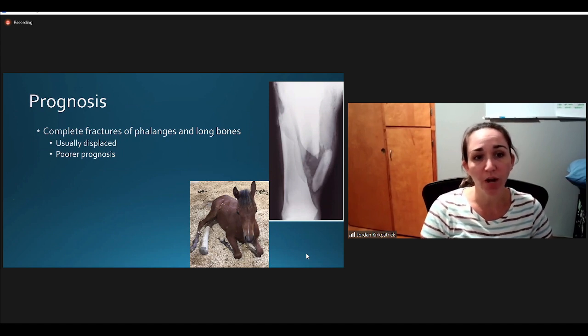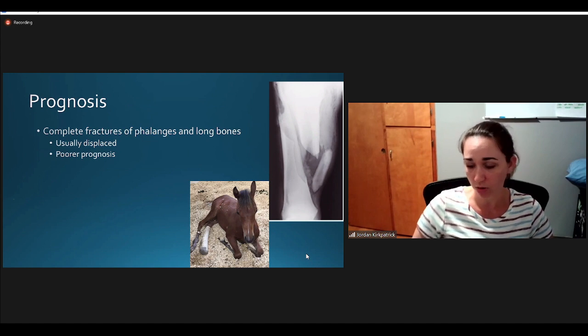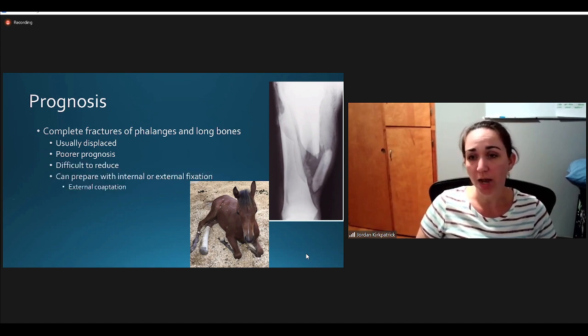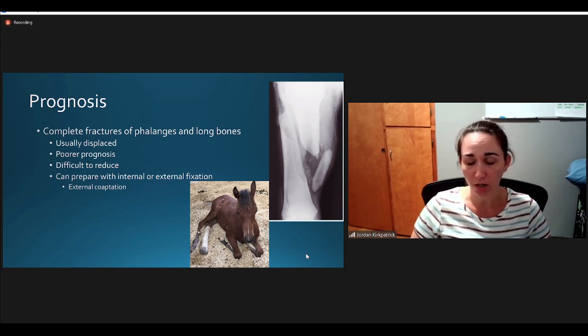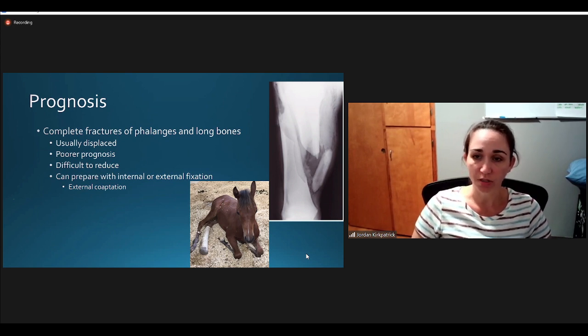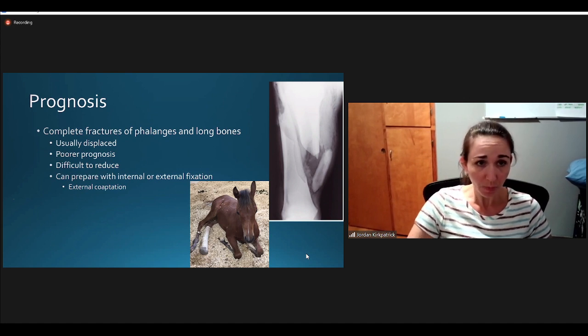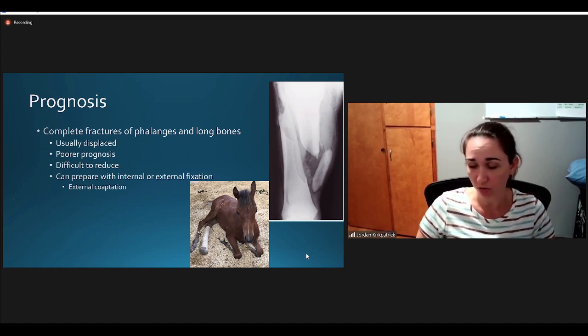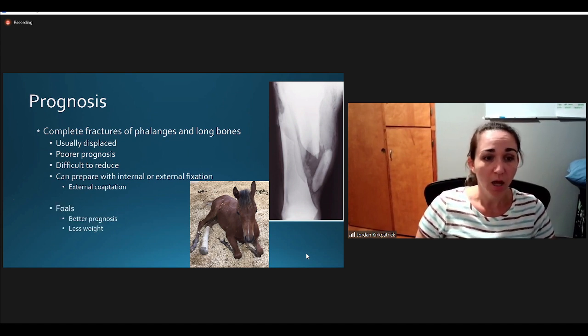Prognosis, again, complete fractures of the phalanges and long bones are usually displaced, so they have a poorer prognosis. They can be very difficult to reduce, especially higher up in the limb, because muscles are counteracting the forces of you pulling on the leg to try to reduce the fracture. You can repair them with internal or external fixation. External would be like external coaptation, like a cast.